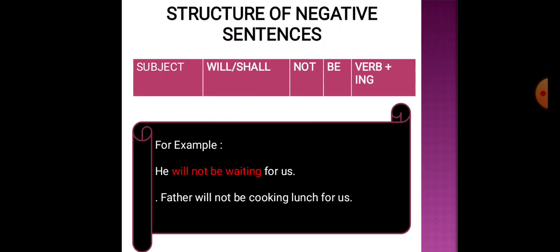Let's see the structure of negative sentences. We use first subject, then will or shall, not, then be, and then present participle. For example, he will not be waiting for us. Father will not be cooking lunch for us.